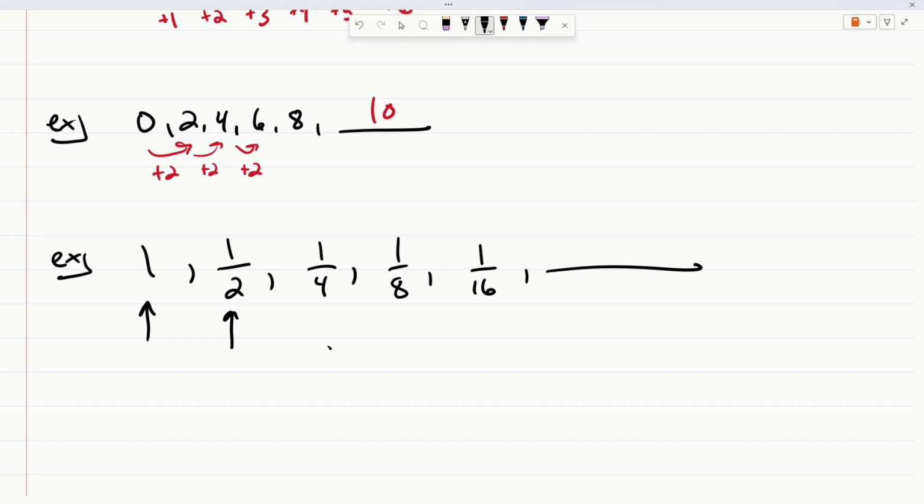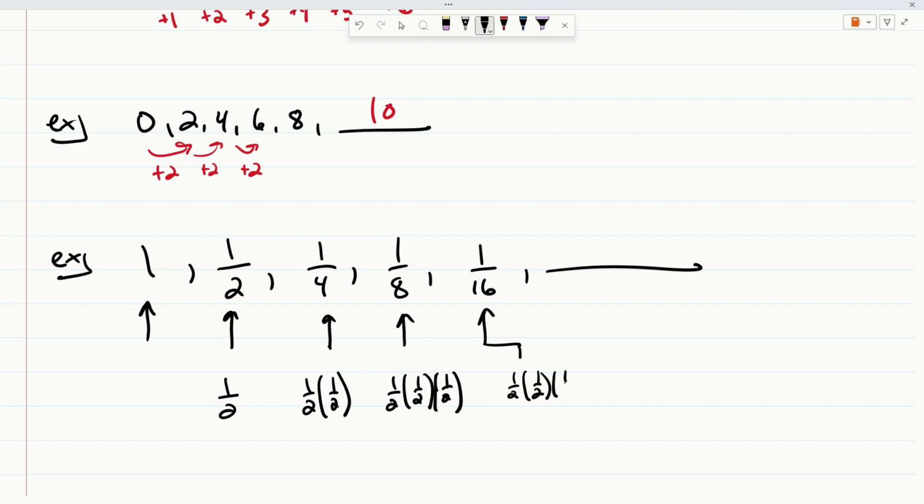the easy one, in my opinion, is the 1 half. And how do we get the 1 fourth? Well, that would be 1 half times 1 half, all right? How do we get the 1 eighth? That would be 1 half times 1 half times 1 half. How do we get the 1 16th? Well, that would be 1 half times 1 half times 1 half times 1 half. So the next one has to just be, the pattern would be multiply by another 1 half.